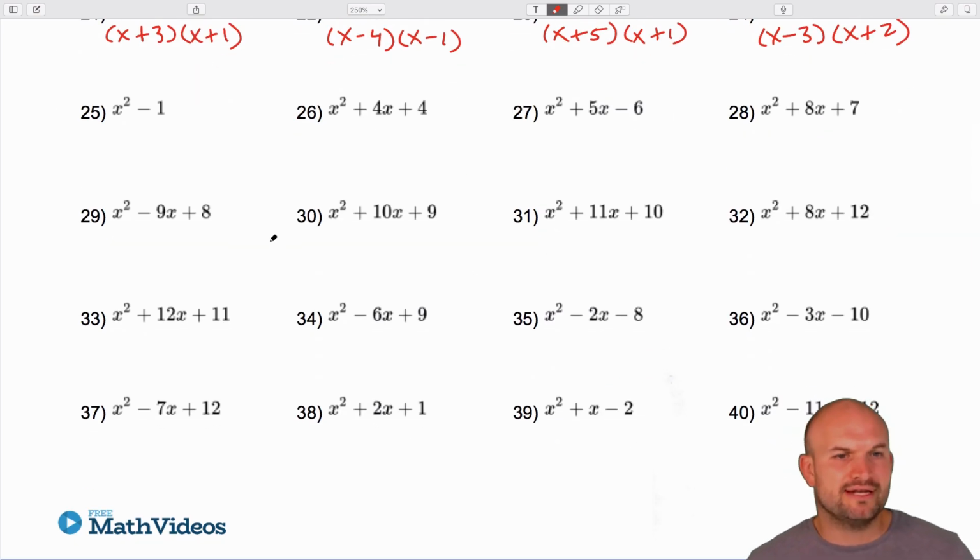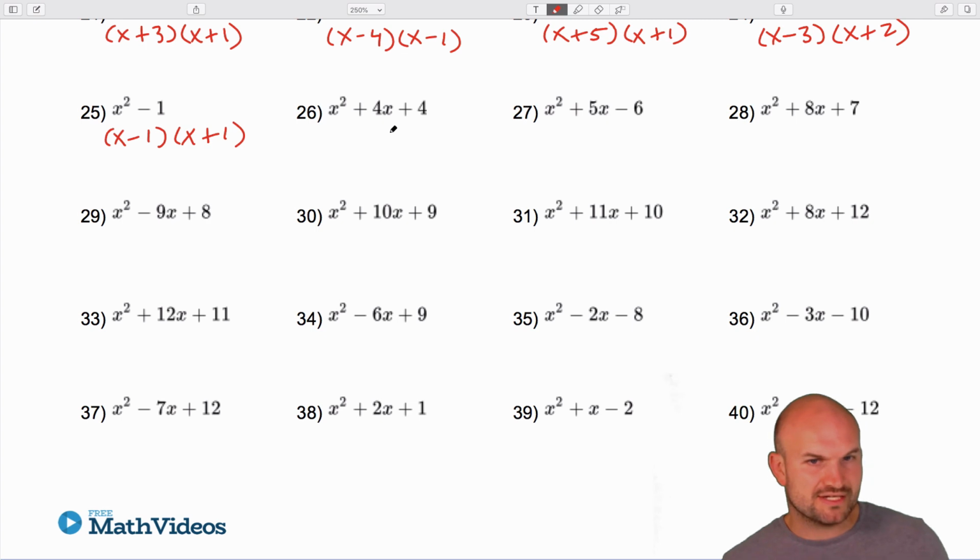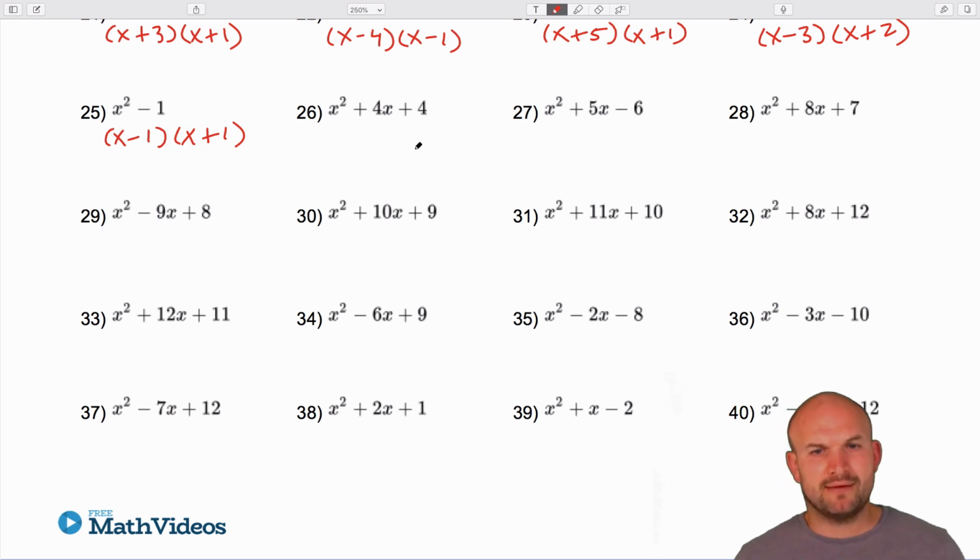All right, the next one here, difference of two squares, right? Square number, so we can use x minus 1, x plus 1. Now here's another thing. You can see that it's positive, positive. So what two numbers multiply to give you 4 and add to give you 4? Well, that's going to be x plus 2 and x plus 2.